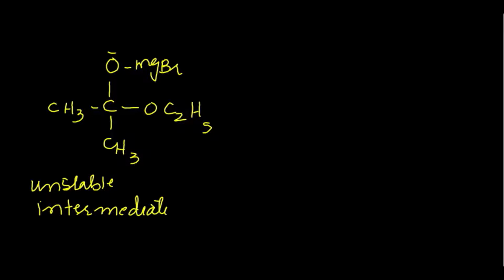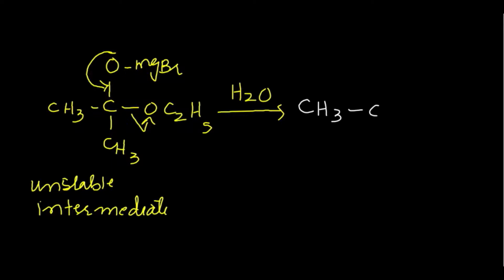And after that, if we do the hydrolysis of this unstable intermediate, then what will happen? This negative charge is shifted between carbon and oxygen, right students? And it is cleaved. This part will leave the molecule. So after the reaction, the product which is formed is CH3 C double bond O CH3. This is the main product.